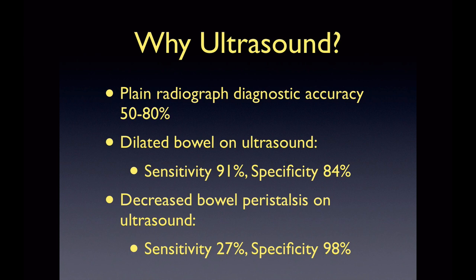In this study, patients had an emergency physician perform ultrasound prior to X-ray or CT. The study found that dilated bowel on ultrasound had a sensitivity of 91% and specificity of 84% for SBO, and decreased bowel peristalsis on ultrasound had a sensitivity of 27% and specificity of 98% for SBO. This data suggests that ultrasonography, rather than X-ray, should be considered as a first-line imaging modality when SBO is on the differential diagnosis.